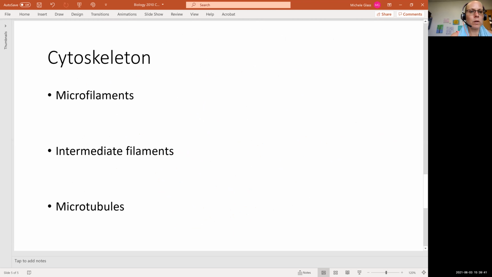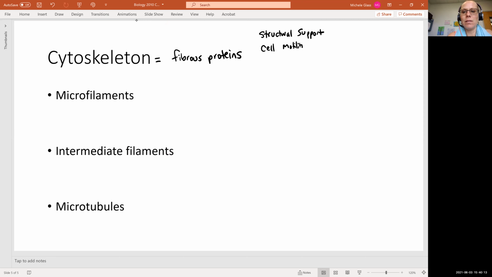Okay, next we want to talk about the cytoskeleton. So the cytoskeleton is really just composed of fibrous proteins. Remember, we talked about proteins being involved in structure to the cell. We're going to see it involved in just structural support of the cell. We're going to see it involved in cell motility. So this might be actual movements of the cell itself, but this could also be internal movements.